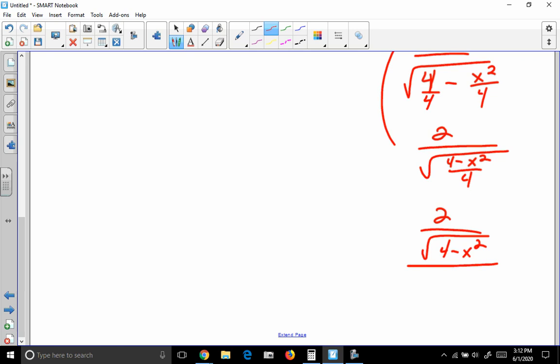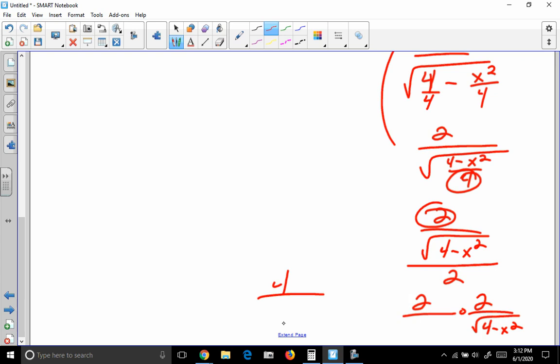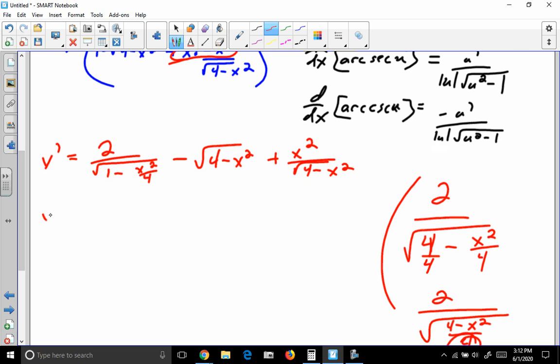But the square root of the bottom is 2. Well, we can keep, change, flip. We can take that numerator, and instead of dividing by that fraction, we can multiply by the reciprocal. So that gives us 4 over the square root of 4 minus x squared. So that's what this first simplifies to: 4 over the square root of 4 minus x squared.